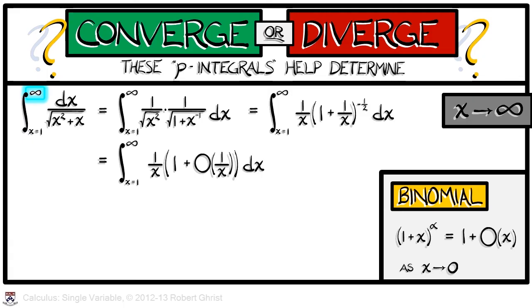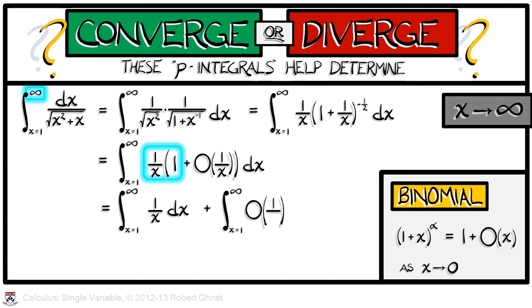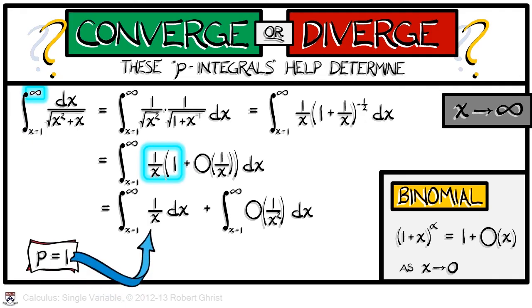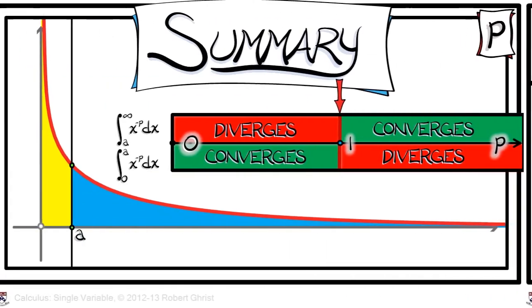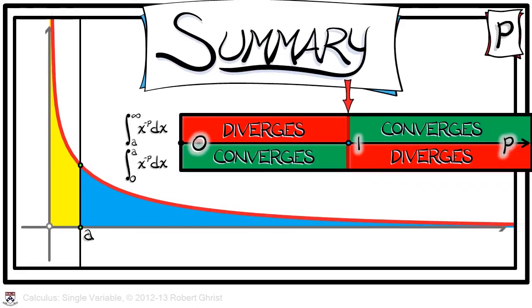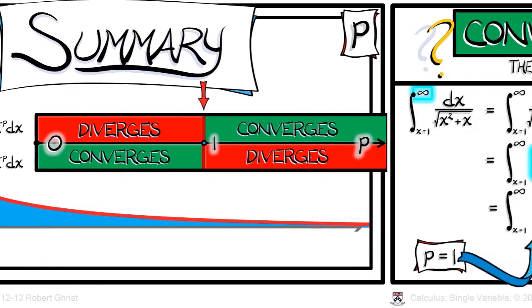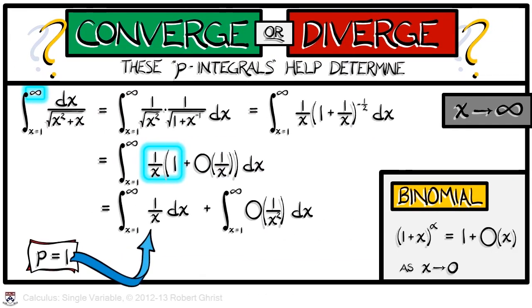And now, splitting this up into two integrals, we see that the leading order term is a p integral with p equals 1. And I don't think I need to remind you that when p equals 1, you always have divergence. Therefore, because one piece of this integral diverges, the entire integral diverges. Same integrand, different behavior as you go to infinity.